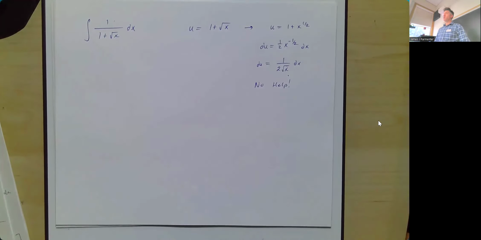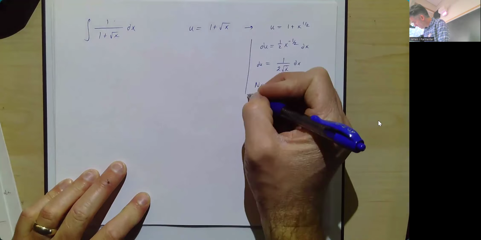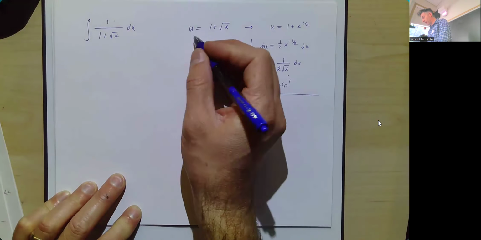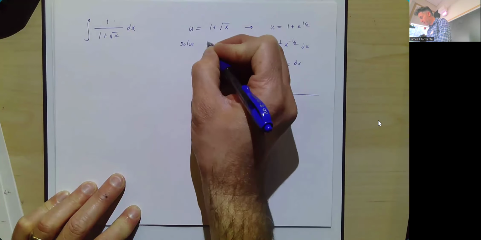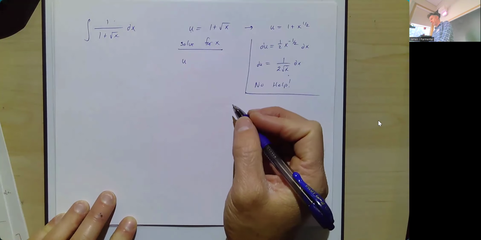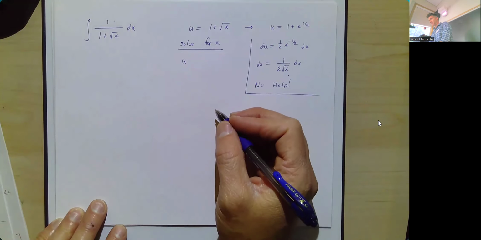So if this is the situation where you've chosen u and there aren't really any other candidates for u, and your du looks kind of terrible, we do this. Save myself there. We solve for x. So I'm going to square both sides here. So u, not first. Whoa, before I square both sides, what am I going to do first?